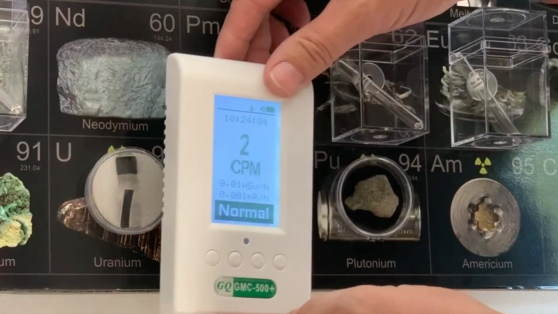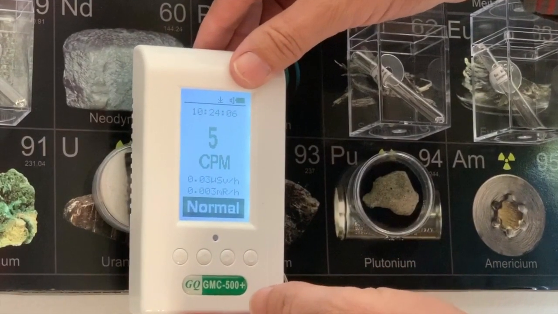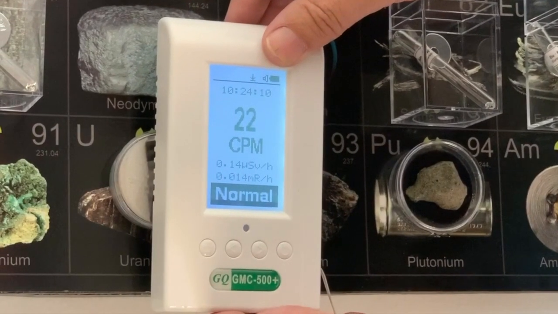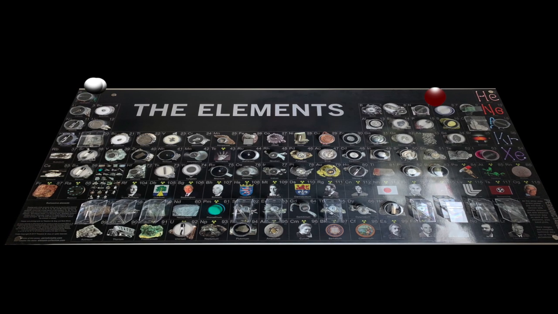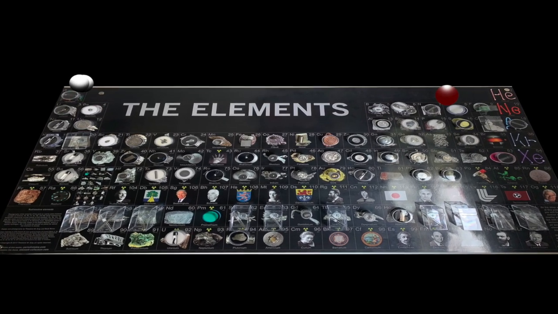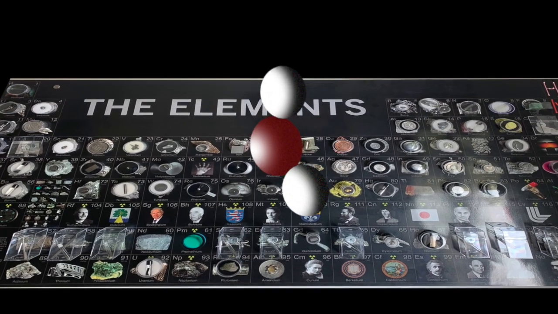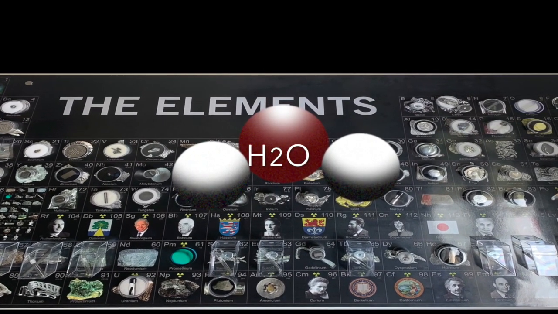A Geiger counter is a device that detects the energy, the radiation coming from the uranium. The uranium is actually changing into new elements. Just as words form when letters combine, molecules form when elements combine. An example of this is hydrogen and oxygen reacting to form water. In fact, the elements can combine to form millions of different kinds of molecules.